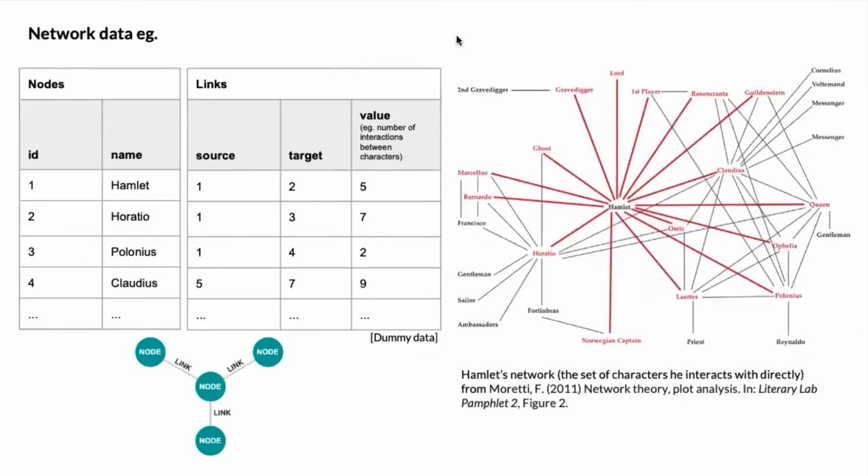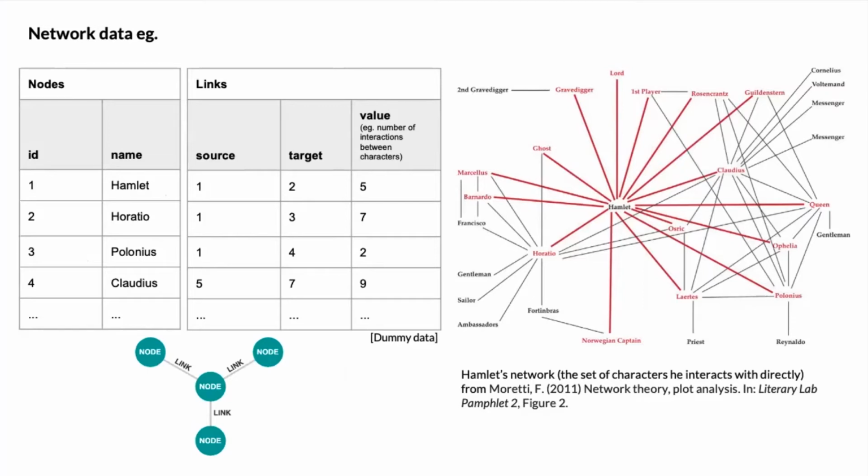And if you're creating more complex graphics, so for example, this is a network diagram. This is a network of the characters in Hamlet from the Literary Lab at Stanford. If you're creating a network diagram, then your visualization will expect your data in a particular form.